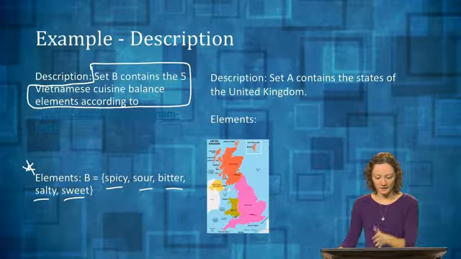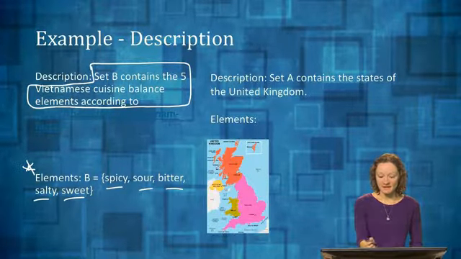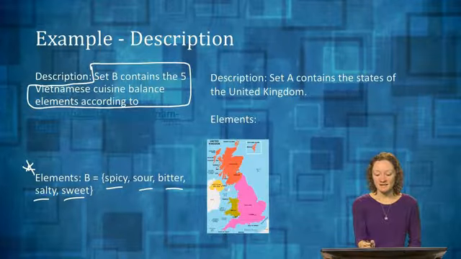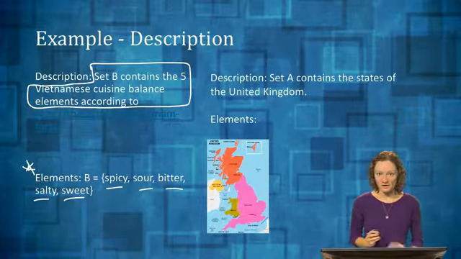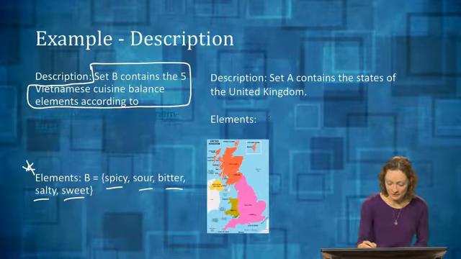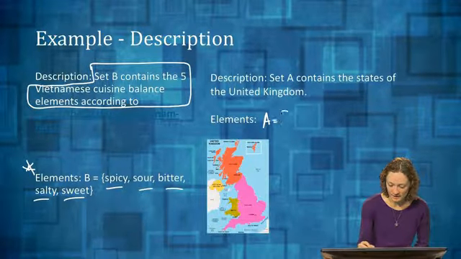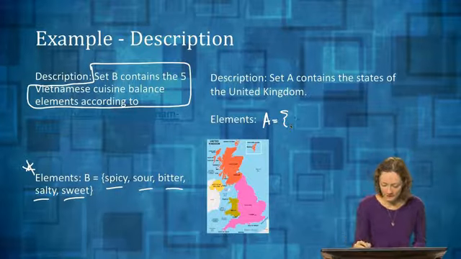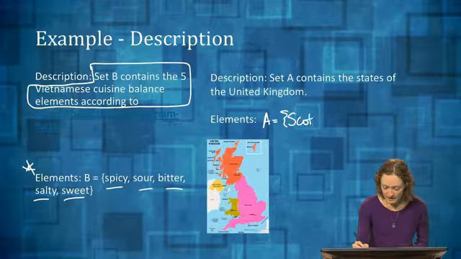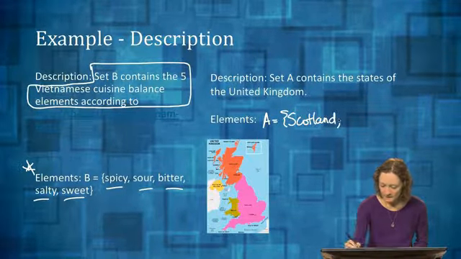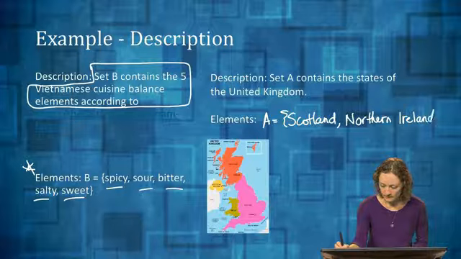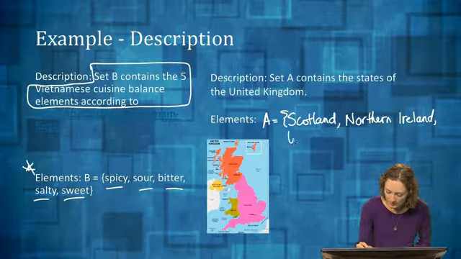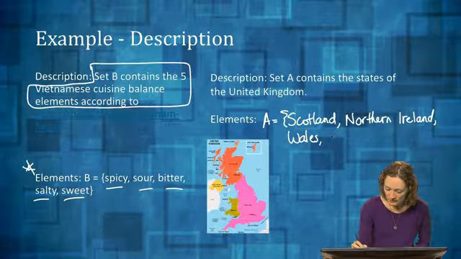All right, so then let's look at another one. If the given description is set A contains the states of the United Kingdom, you've got a picture there in case you're not familiar. The elements for this set, according to the picture, would be Scotland, Northern Ireland, Wales, and England.